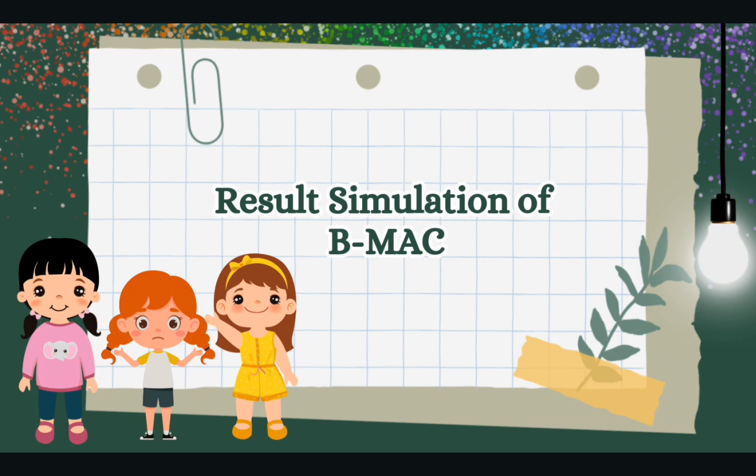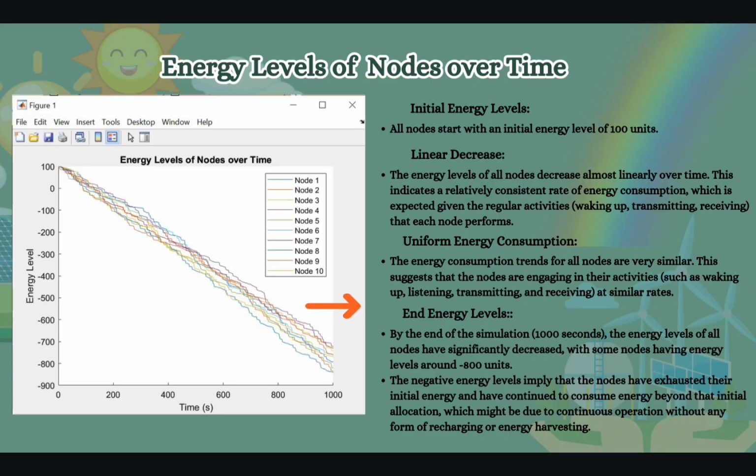Result simulation of BMAC. Energy levels of nodes over time. On the initial energy levels, all nodes start with an initial energy level of 100 units. Then the linear decrease: the energy levels of all nodes decrease almost linearly over time. This indicates a relatively consistent rate of energy consumption, which is expected given the regular activities such as waking up, transmitting, and receiving that each node performs.